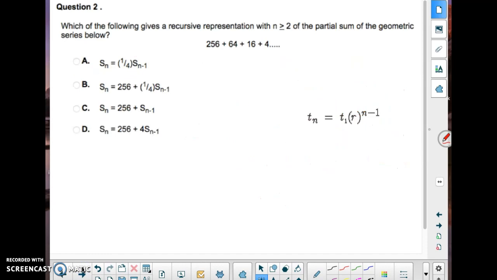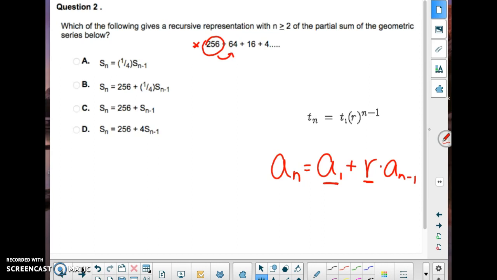Our next problem tells us to write the recursive representation with n greater than or equal to 2, and they give us this series. So remember for recursive representations, it looks something like this. We're taking our first term, and then we're adding it to the ratio multiplied by the term prior. So there's a couple things we need to find. We need to know the first term, and then we need to know the ratio. So our first term here is 256. Now we need to know what we're multiplying 256 by to get 64.